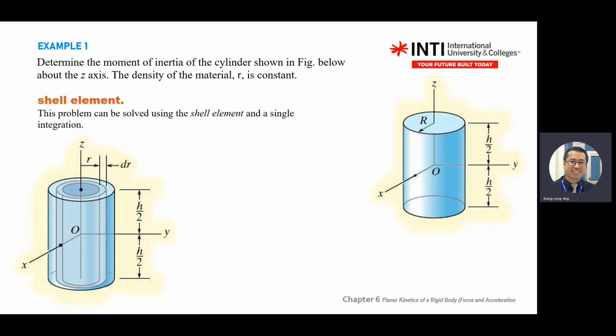So the shell element here, okay, the z-axis. So this is y, referring to y. So volume is two methods. This is a shell volume. dV is 2 pi r h dr. You get the volume.